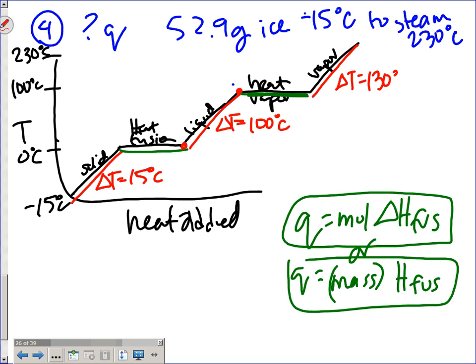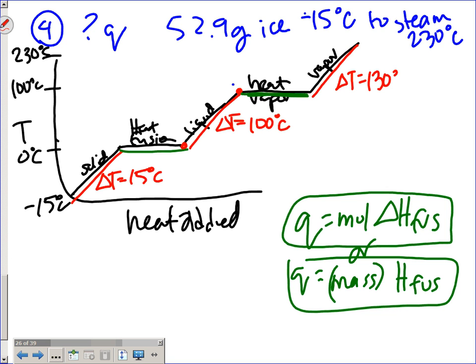How many steps did I take to get from start to finish? How many steps did I take? 1, 2, 3, 4, 5. Yes, there are 5 steps there. That means there are 5 Qs that make this whole process happen. And so cumulatively, we would just take those 5 Qs, add them together, and that would be our total heat from -15 to 230 in terms of melting ice and causing temperature changes and all. So we have 5 Qs here, okay?